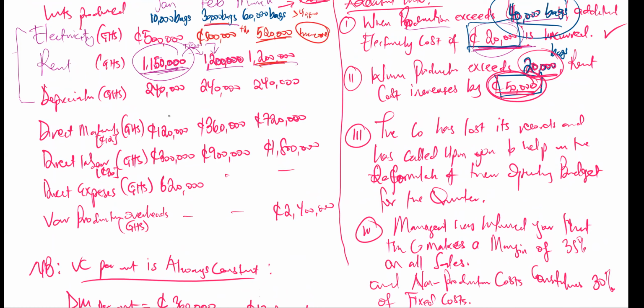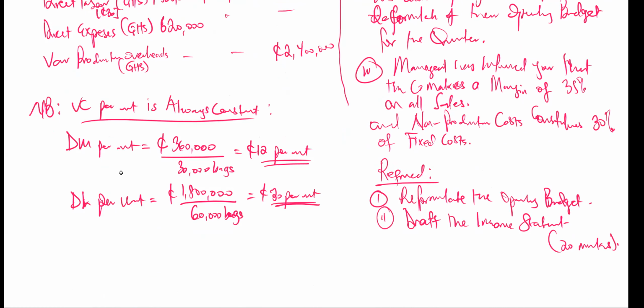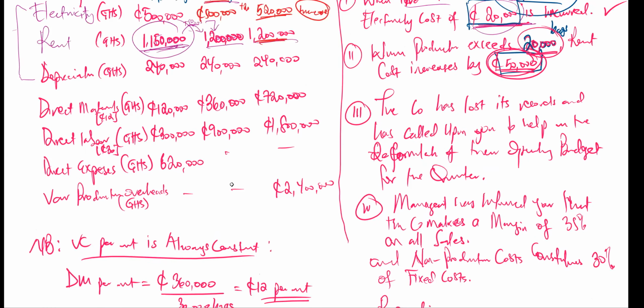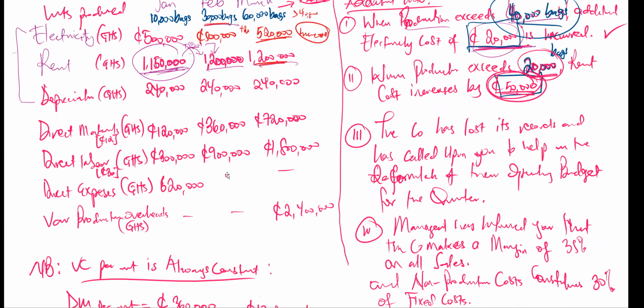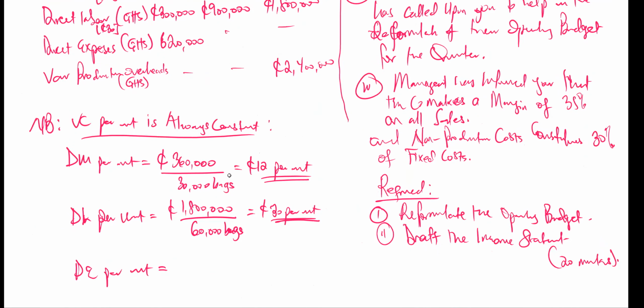The same for direct expenses, right? You see how costing is interesting when you understand. Before it looked alien to you. So direct expenses per unit: we were given at the 10,000 level, so this was for 10,000.